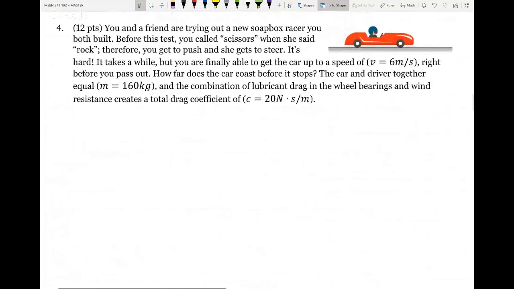All right, so next question, we've got a soapbox racer. Funny description, right? You run, you fall, and then it just kind of slows to a stop. What I hope you can recognize from this is that this is a situation of drag. There are no springs, so there's not going to be the spring constant term, just the acceleration term and the drag term.